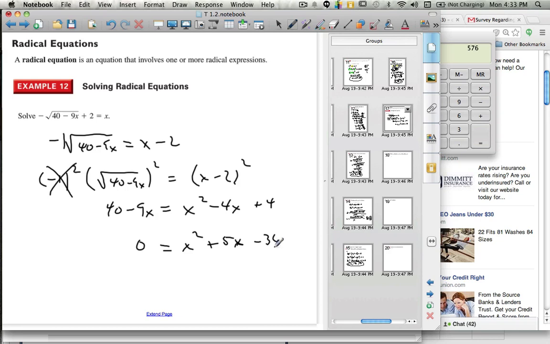I would want factors of 36 that have a difference of 5. That would be 4 and 9. So I'll have x plus 9 times x minus 4. So my solutions would be negative 9 and 4. Okay, now I'd want to test those back in here just to make sure I didn't get any extraneous solutions. I'm not going to take the time to do that, but when you're doing your work, you should double check to see.